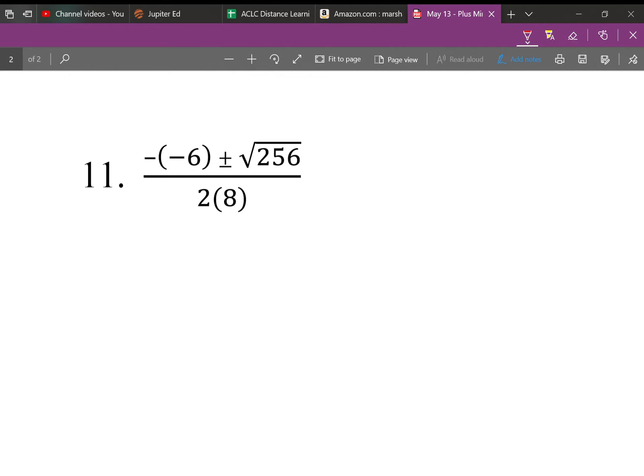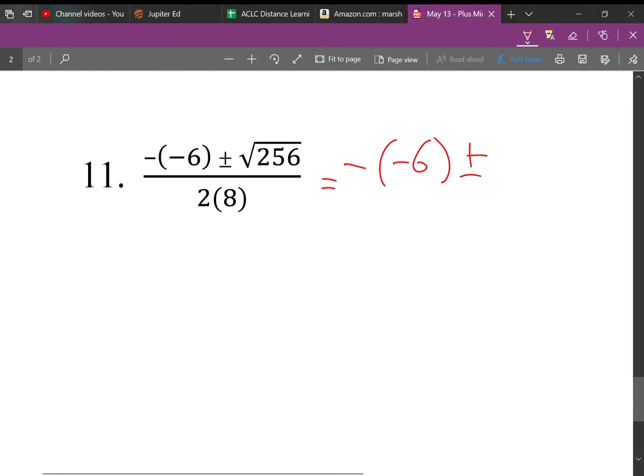And you'd use a calculator for this. I'm not expecting you to have it memorized. The square root of 256 is 16, so we could write this as equal to negative parenthesis negative 6 plus or minus 16 over 2 times 8.